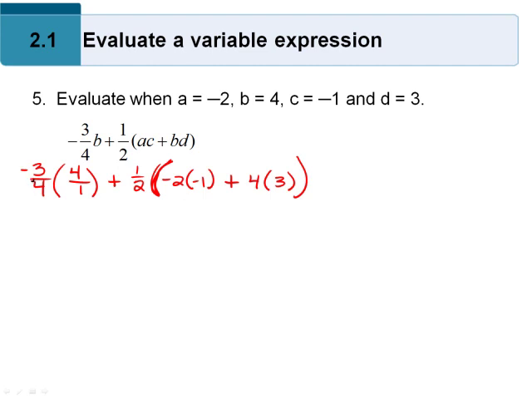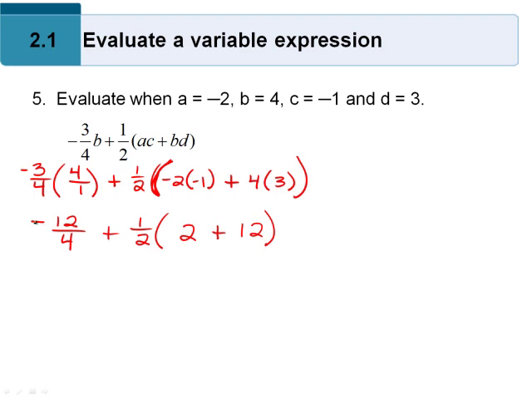So first of all, a negative times a positive is going to give me a negative. And I'm just going to multiply across the top and across the bottom. So we're going to get -12 on top over 4. We're not going to do any fancy canceling or anything like that. We're just going to multiply and keep it simple. All right, so we'll simplify the rest of that fraction in a minute. So bring down the 1/2. Now, in the parentheses, -2 times -1 is a +2, plus 4 times 3 is 12. So that's what we have in the parentheses, okay?